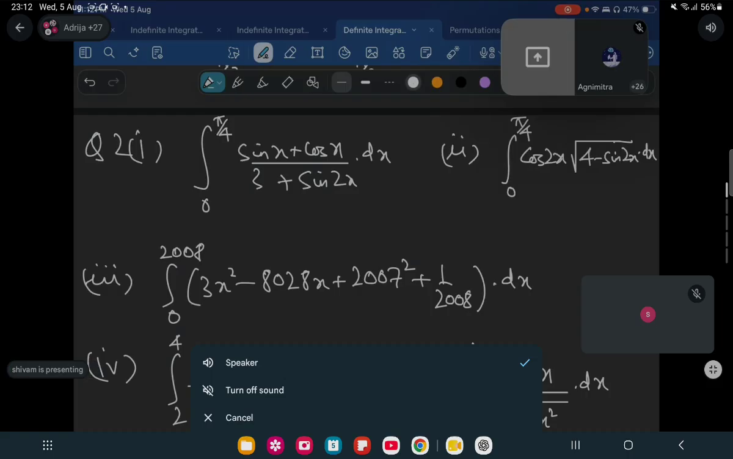Okay, Agnimitra, first one is correct. Second one is also correct. Ankit, second one, you are making some mistake. Aipsha, first one is correct. Second one is correct. And fifth one is correct. Swapnil, first one is correct. Second one is correct.